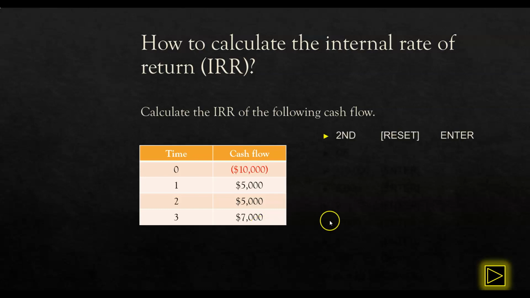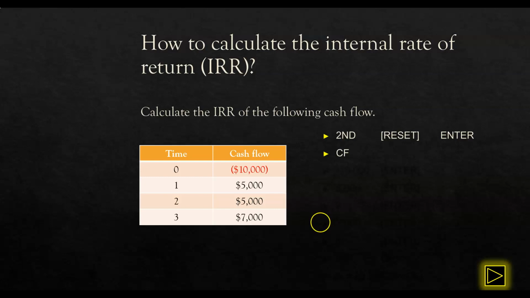So what do we want to do first? As always, you want to clear the memory of your calculator, right? You want to do second, reset, and enter. You want to wipe out everything that's in the memory so you can start a new calculation. And then what you want to do is access what we call the cash flow worksheet. You can press the CF button on your financial calculator to do that.